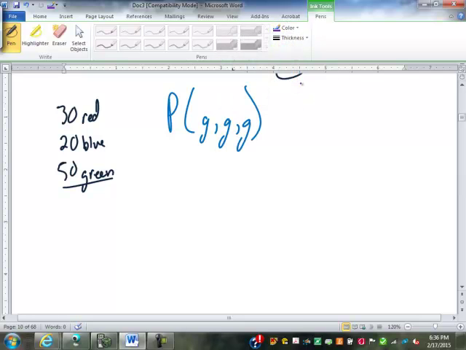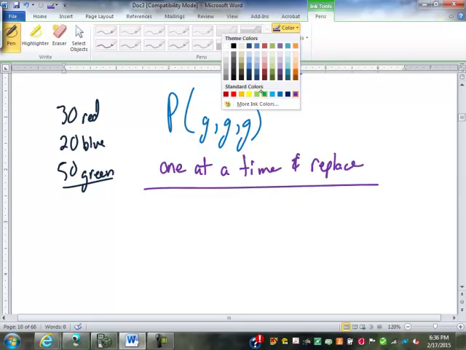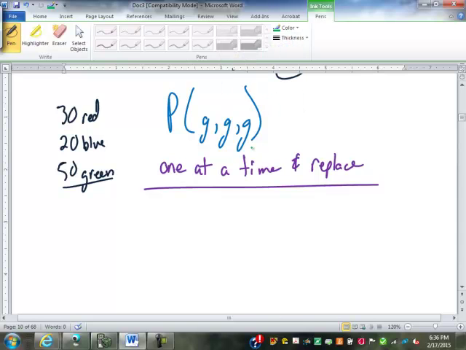So what's the probability of reaching in and drawing out 3 green marbles if I draw them out one at a time and I replace them? Well, what's the probability of the first marble being green? 50 out of 100, or 1/2.